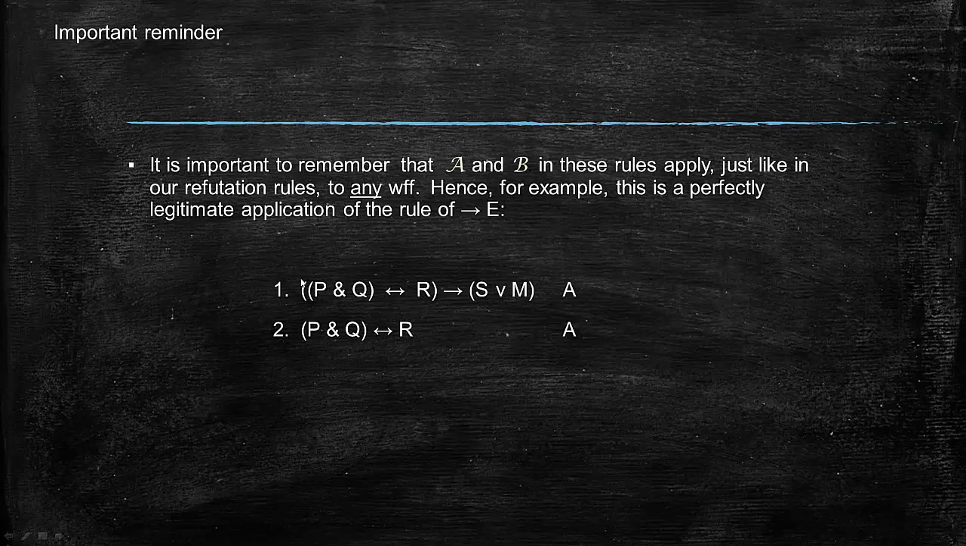Well, this here, and this is familiar to you, right? This is A. This here is B. And lo and behold, this here is also A, right? They match. So on line 3, you can write S or M by 1, 2, these two lines, and conditional elimination. All right, this says if A, then B. This says A, so you get to write here the B, okay?